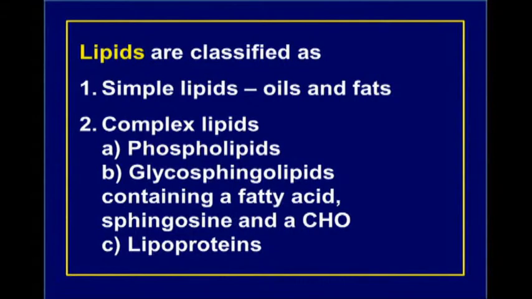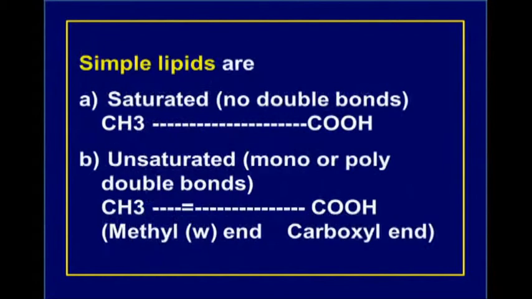So we know that oils or lipids are classified as very simple ones, known as oils and fats. They're called fats if they're solid and oils if they're liquid. And there's complex lipids which are made of phospholipid structures, those with phosphate groups, glycosphingolipid containing fatty acids and carbohydrates, and lipoproteins which contain proteins.